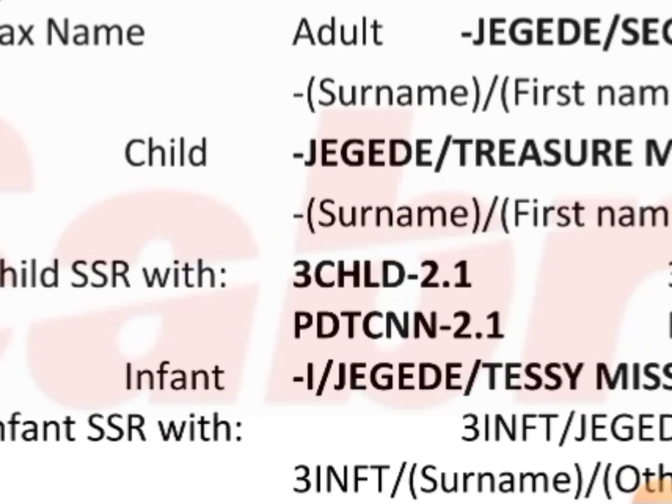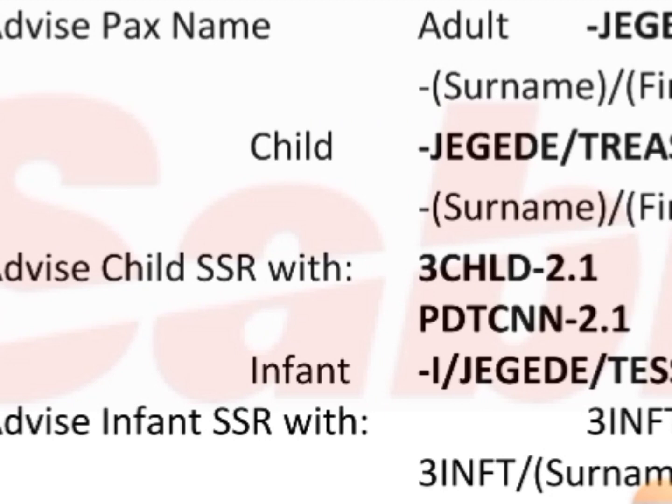That's the number for the name item for the child. Then you do Papa Delta Tango Charlie Nancy /2.1 also, since 2.1 is the name item number for the child. Then if you have an infant, as I'm giving you an example here, I have an infant, so you're gonna do India /Jegede Tesi Miss. After you've done that, for an infant, don't forget that you have to put India / before you put the surname. That's for the infant.